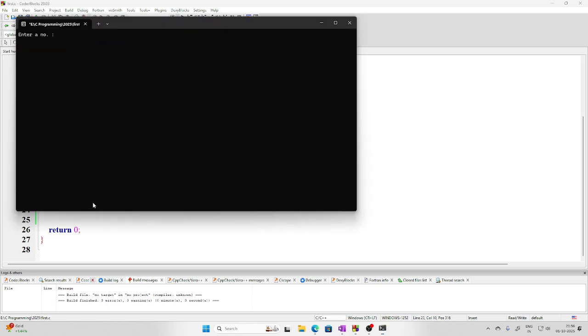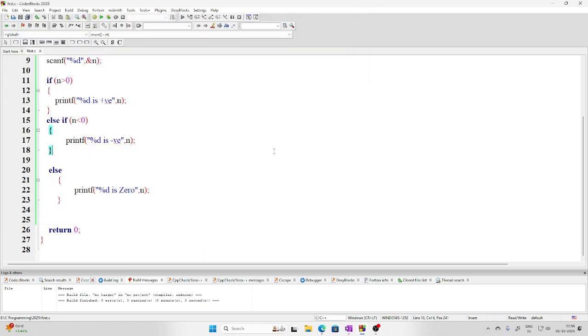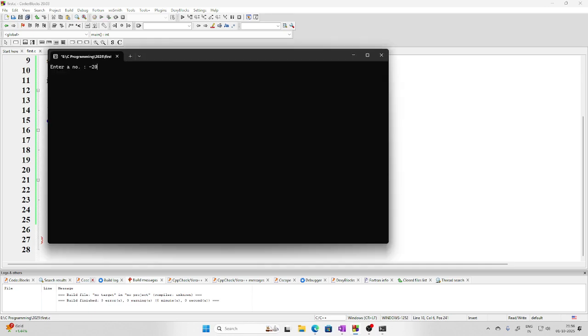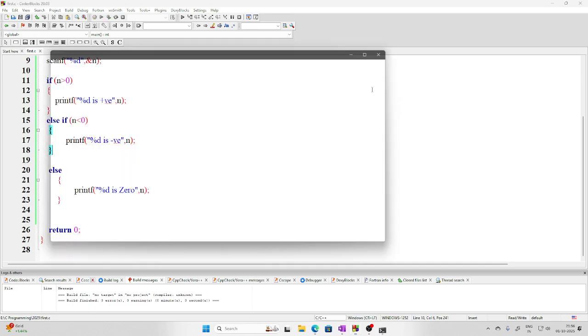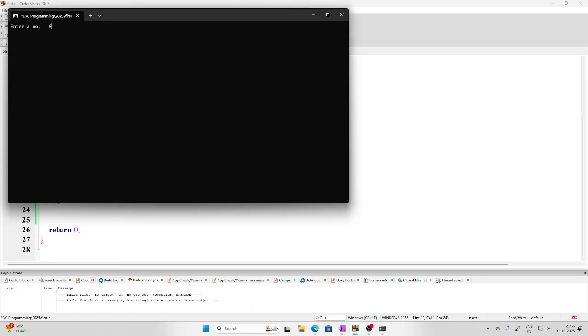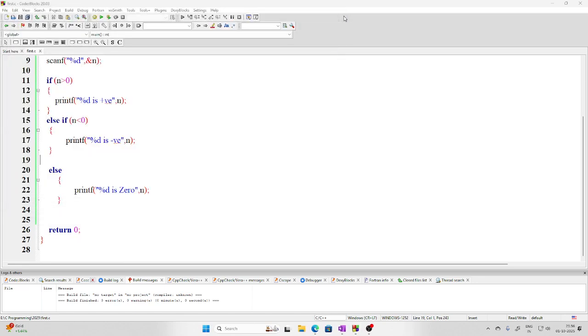So if I run it, you will be getting the same answer, 10 positive. If I run it again, let's say minus 20 negative. If I run it again, 0 0. Simple. So that is how we write conditional statements for those types of problems where we are having more than two conditions to check. Okay.